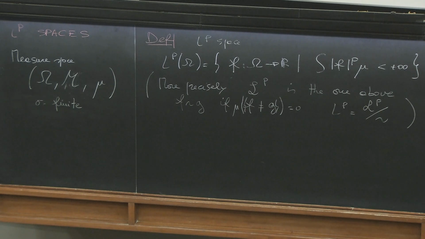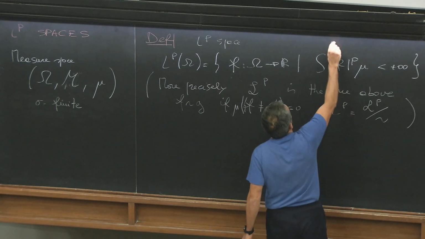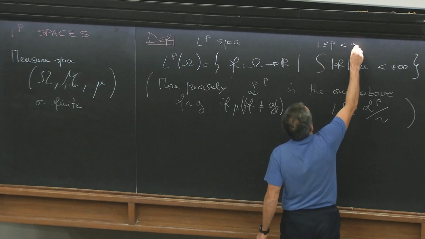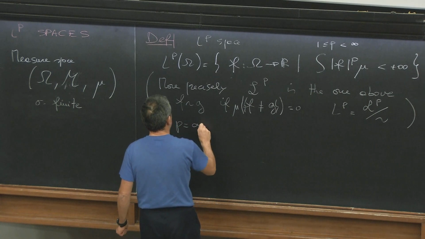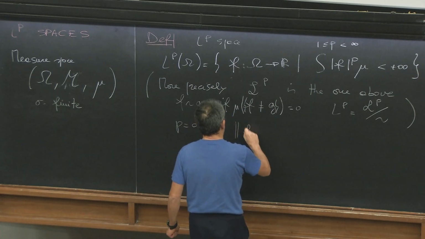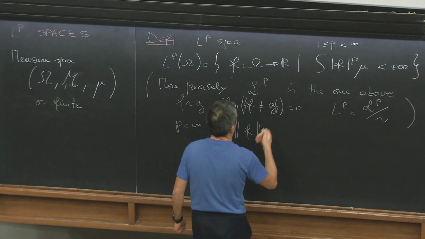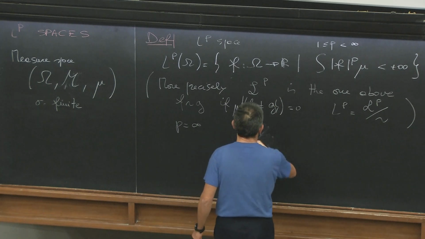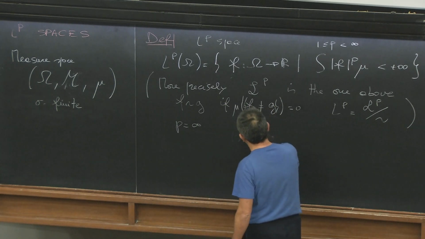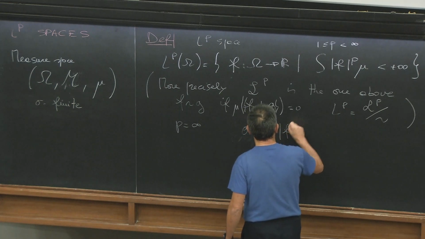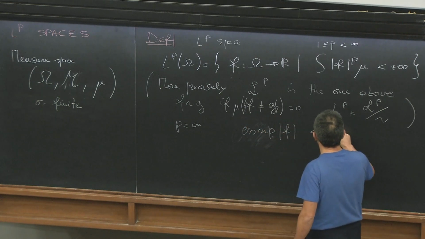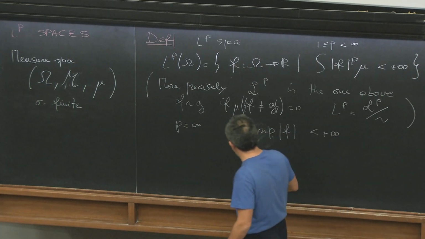Okay, this is for p between 1 and infinity, and then for p equal to infinity, you say that the norm of f, the essential supremum of f, is less than plus infinity, where the essential supremum is what?